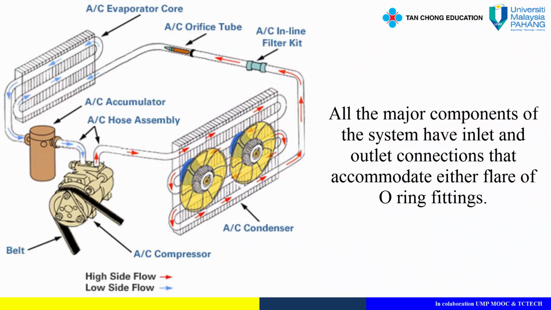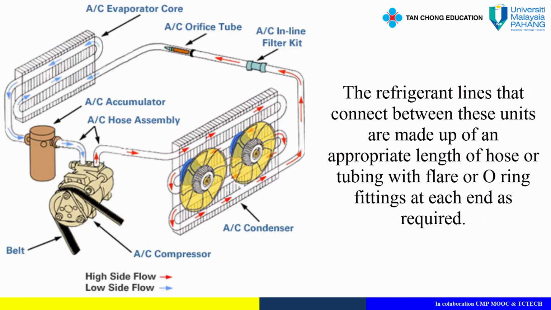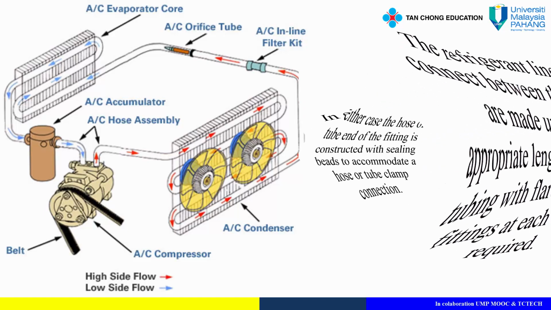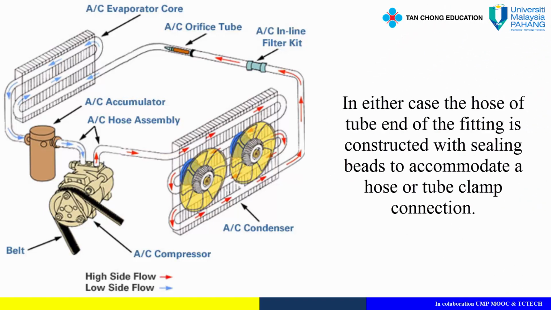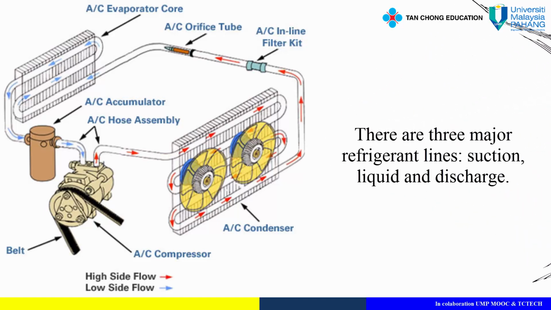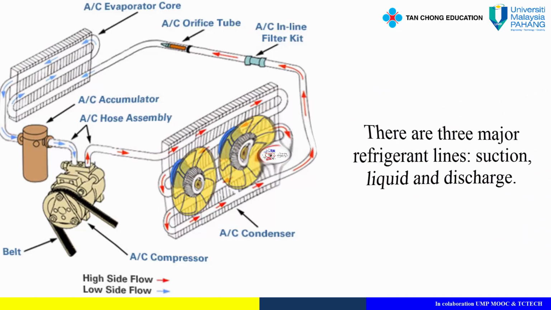Refrigerant lines. All the major components of the system have inlet and outlet connections that accommodate either flare or O-ring fittings. The refrigerant lines that connect between these units are made up of an appropriate length of hose or tubing with flare or O-ring fittings at each end, as required. In either case, the hose or tube end of the fitting is constructed with sealing beads to accommodate a hose or tube clamp connection. There are three major refrigerant lines: suction, liquid, and discharge.